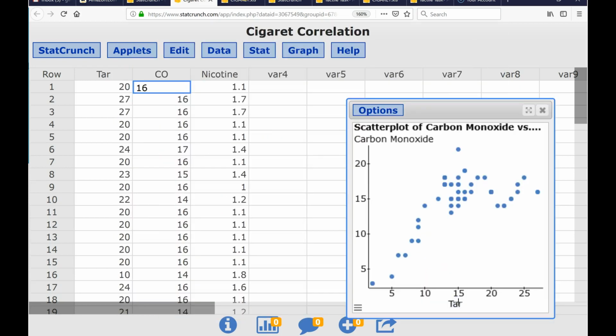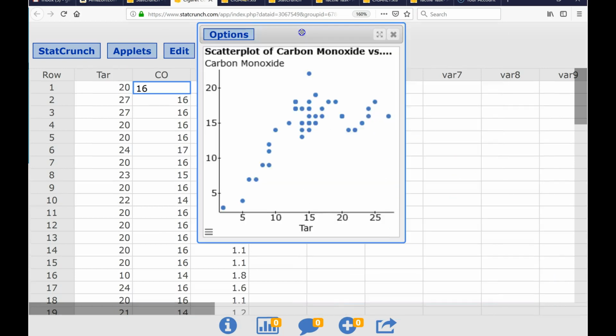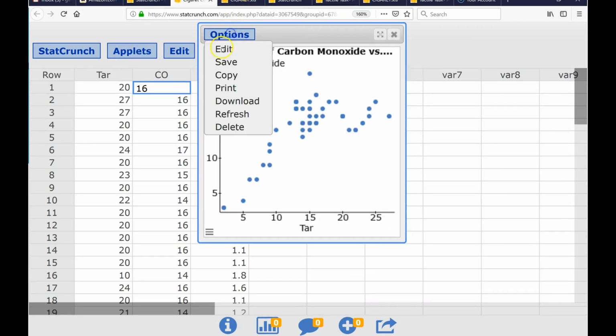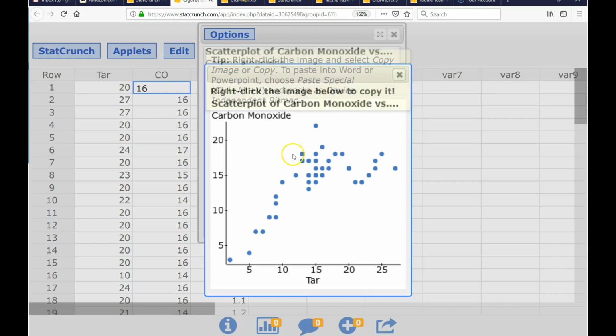Then we're going to go compute. And there we go. So there it is. Ta-da! Okay. Does it look like there's a pattern? Does it look linear?